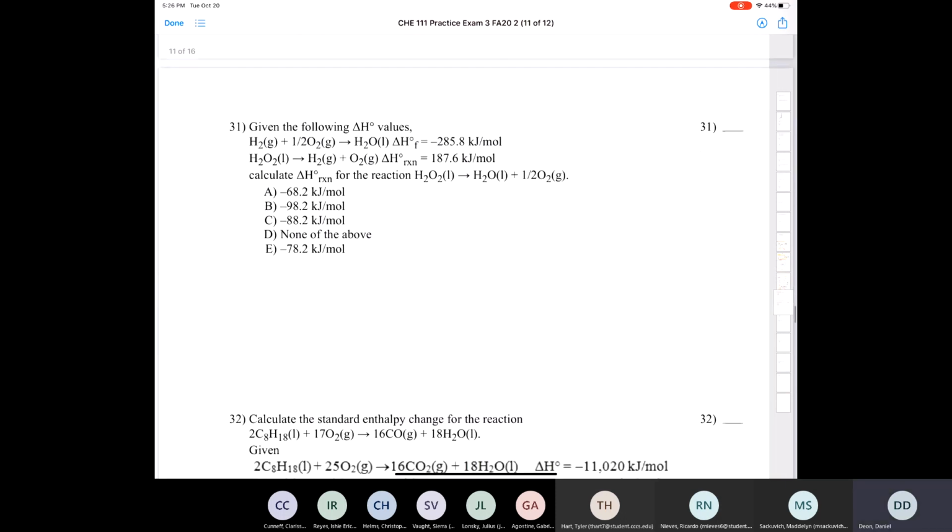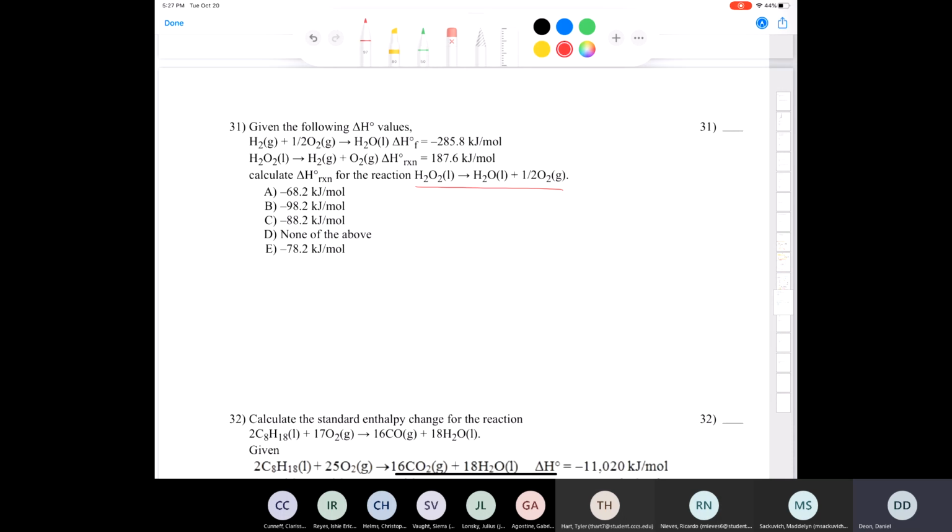Number 31, given the following change in enthalpy values for the combustion of hydrogen, which we just looked at in the last question, didn't we? And then the decomposition of hydrogen peroxide, it asks us to calculate the delta H of reaction for this interesting reaction here. Hydrogen peroxide decomposes to give you water plus 1/2 a mole of oxygen.